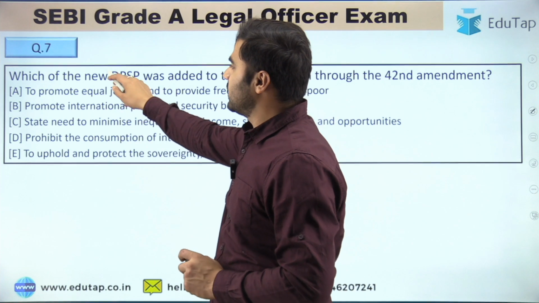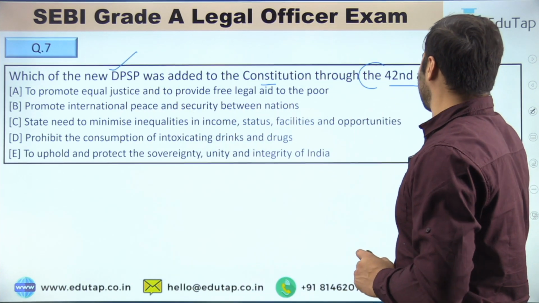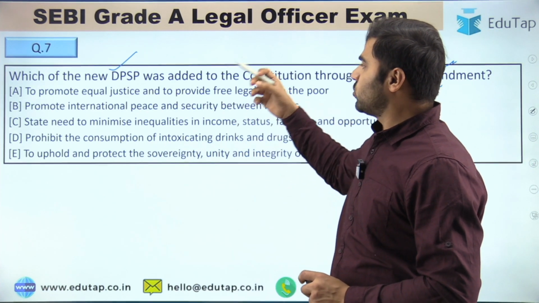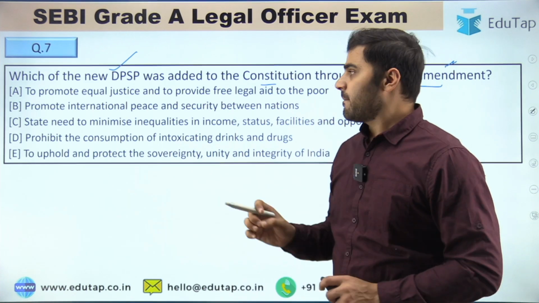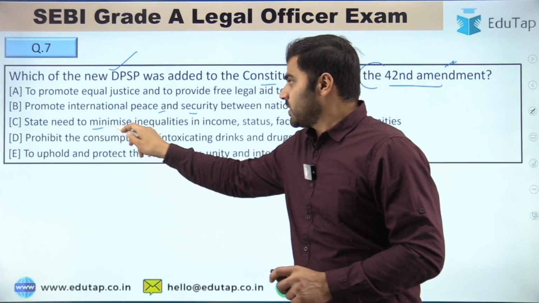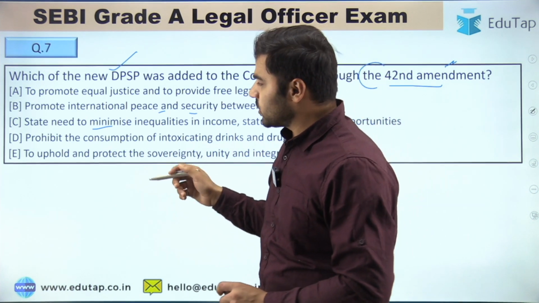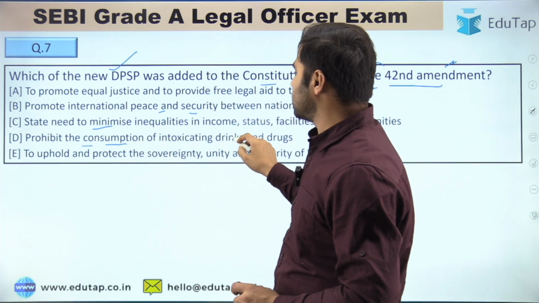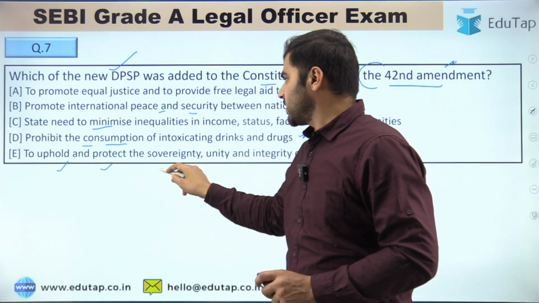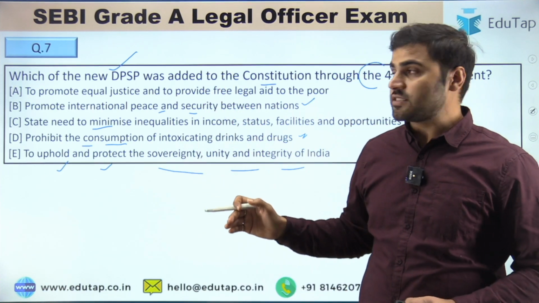So question number 7 is, which of the new DPSP was added to the Constitution through the 42nd Amendment Act? Your options are: A, to promote equal justice and to provide free legal aid to the poor; B, to promote international peace and security between nations; C, the state needs to minimize inequalities in income, status, facilities and opportunities; D, prohibit the consumption of intoxicating drinks and drugs; and E, to uphold and protect the sovereignty, unity and integrity of India. So which one of the following is the right answer for question number 7?